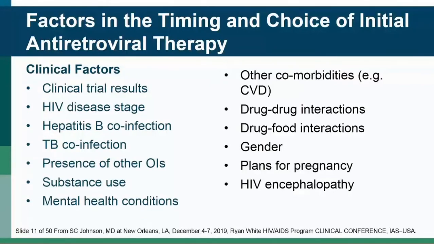Tuberculosis and the presence of other opportunistic infections can actually impact on the timing of therapy. So if you're starting therapy in the setting of an active opportunistic infection, please refer to the guidelines. And there's a number of other important issues that are listed on this slide.